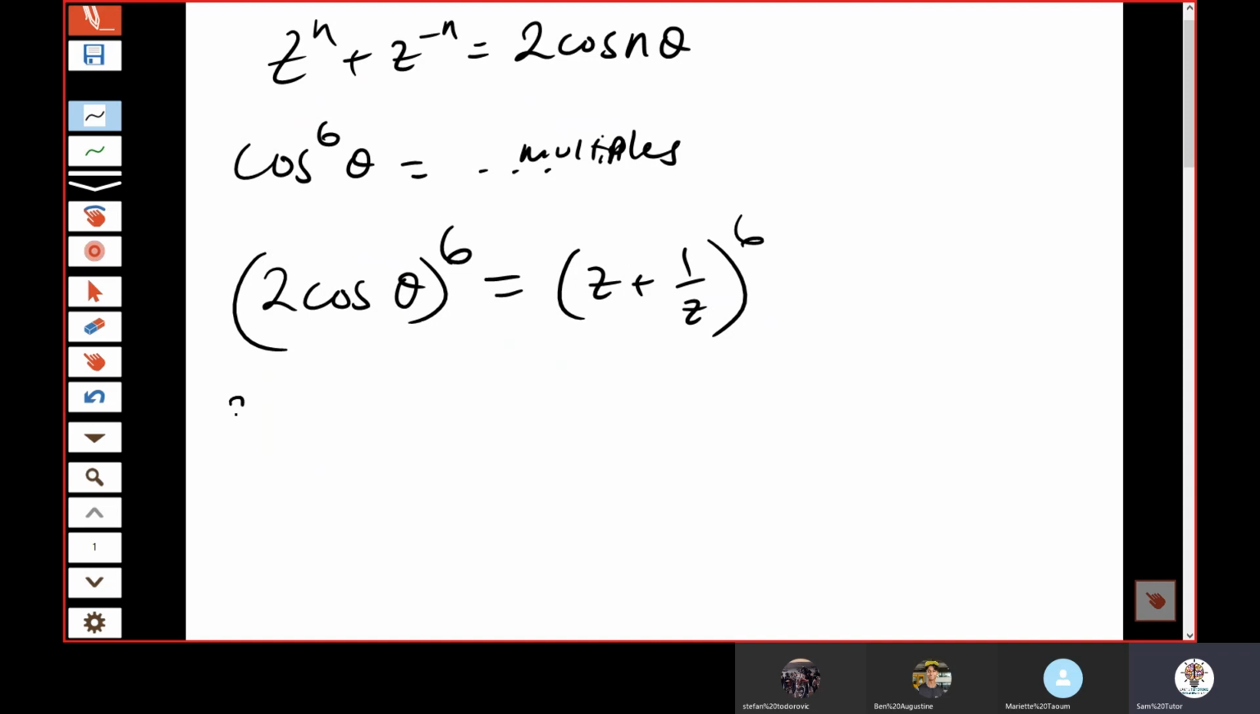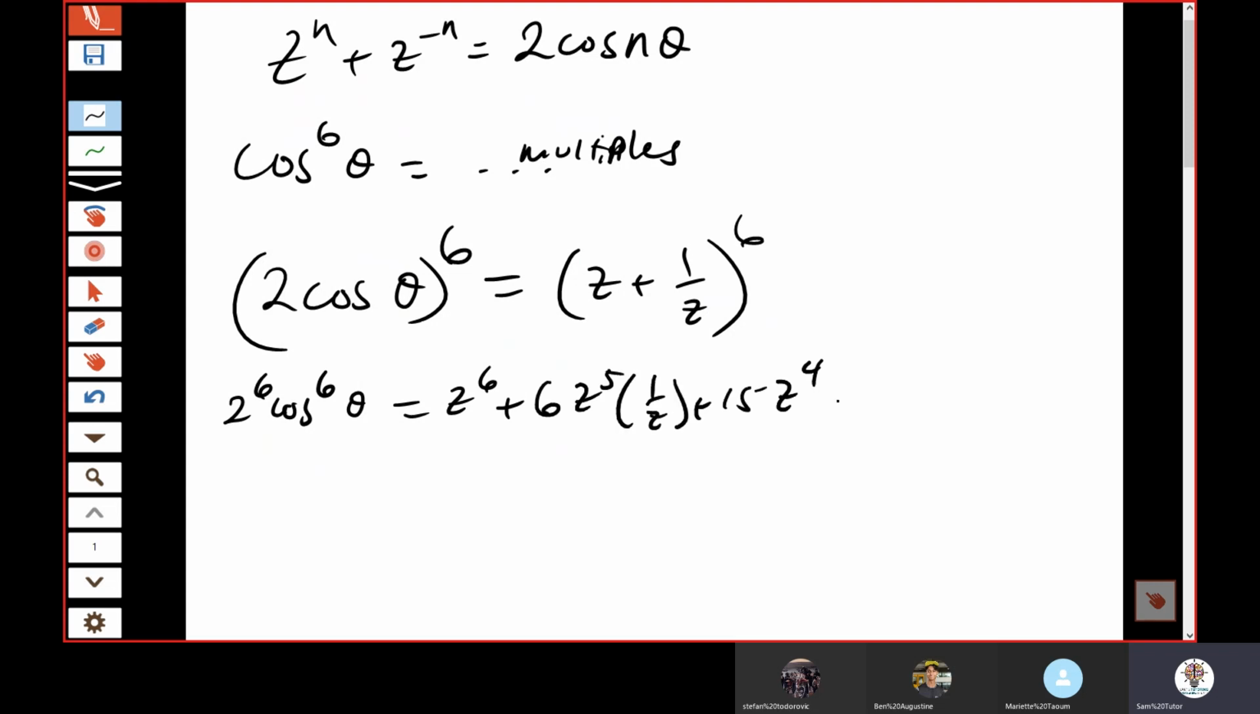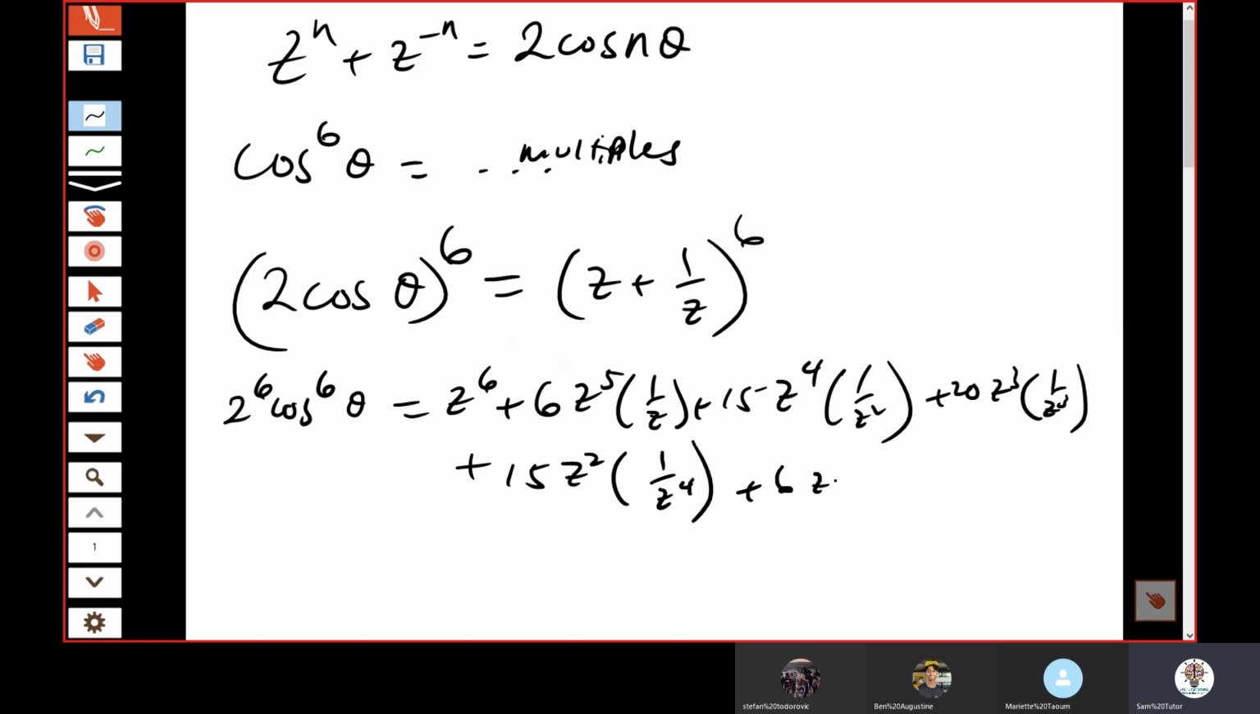What happens now is you'll get 2^6 cos^6 θ equals z^6 plus 6z^5 (1 on z) plus 15z^4 (1 on z squared) plus 20z^3. Yeah, of course it's just binomials. This plus 15. Anouk, have I lost you again? No, this is fine. 6z (1 on z^5) plus 1 on z^6.